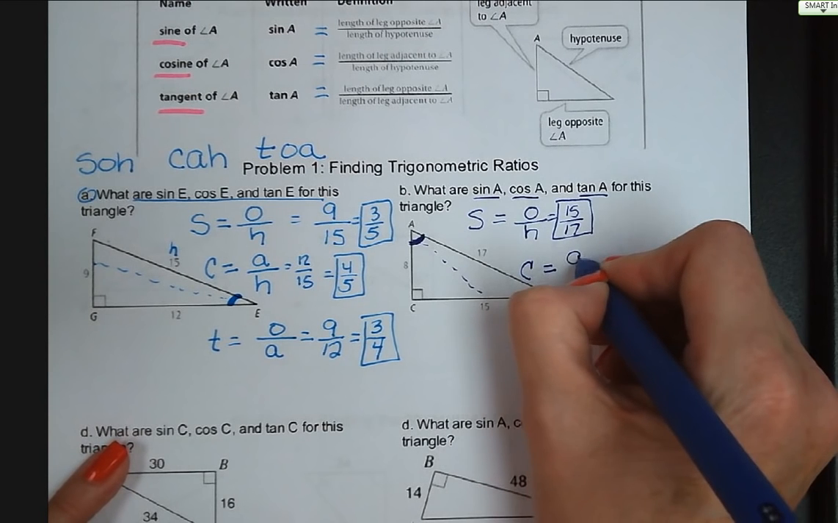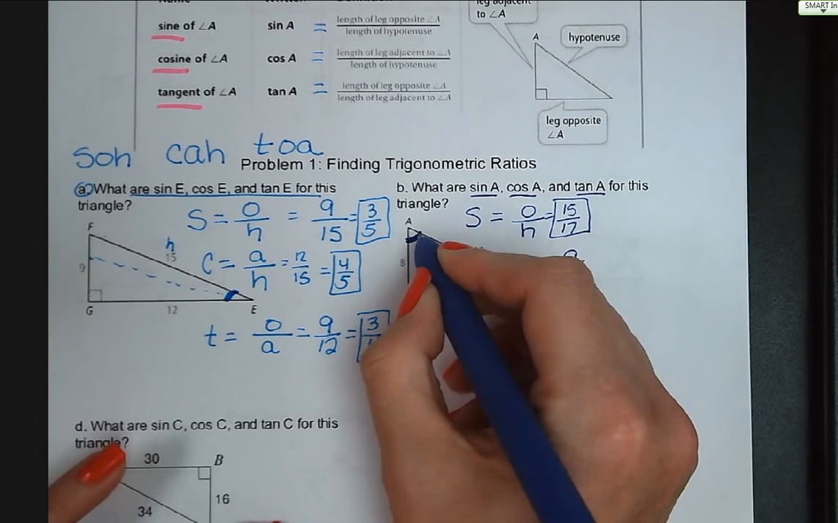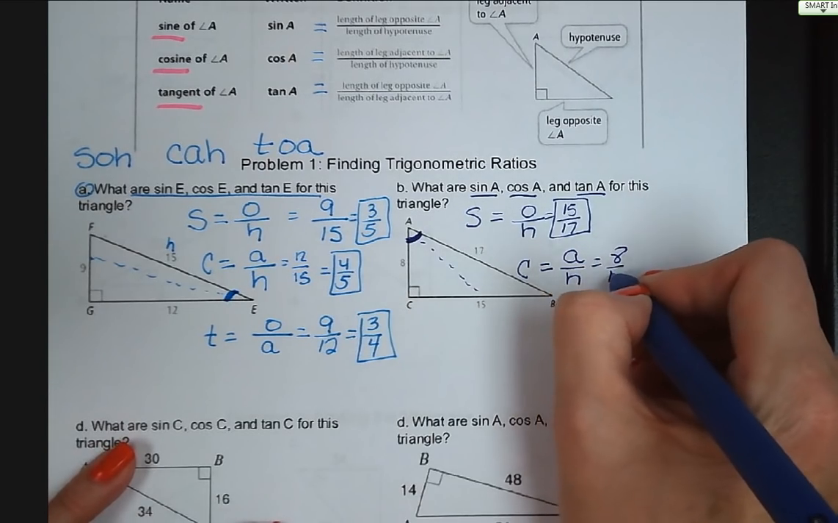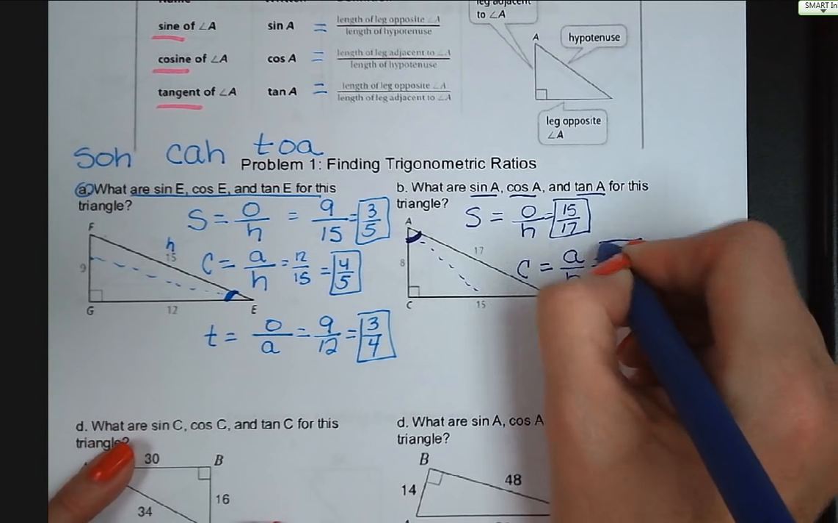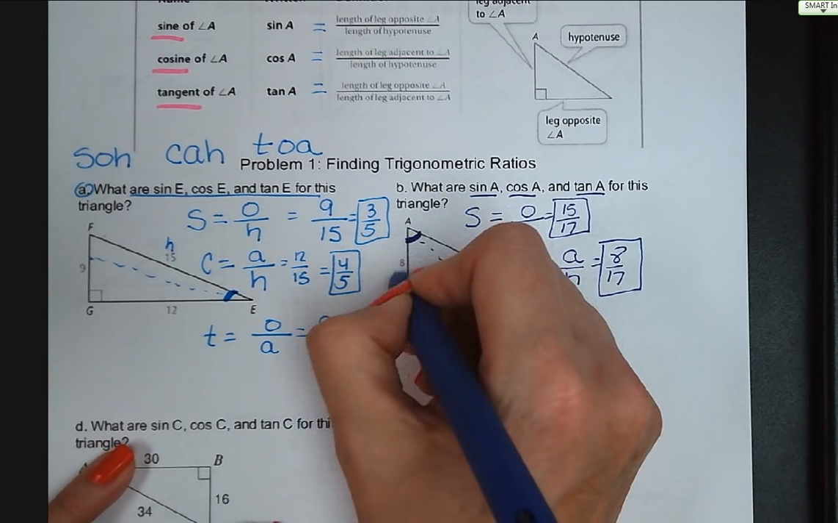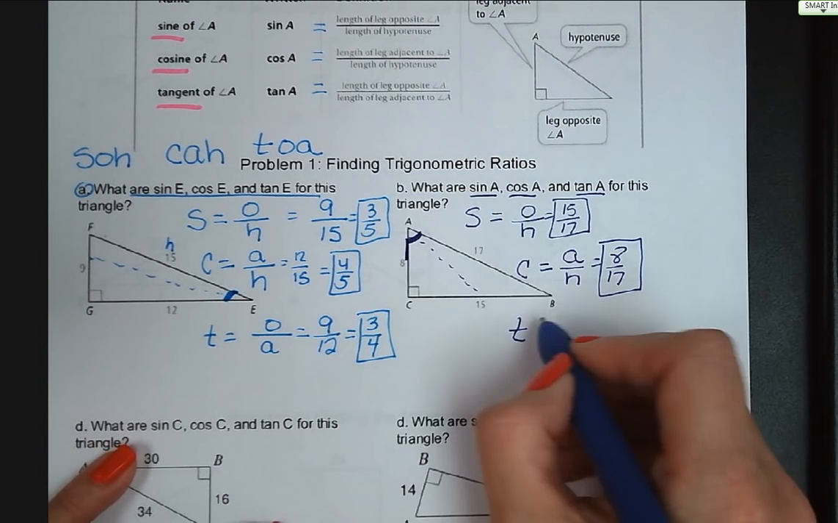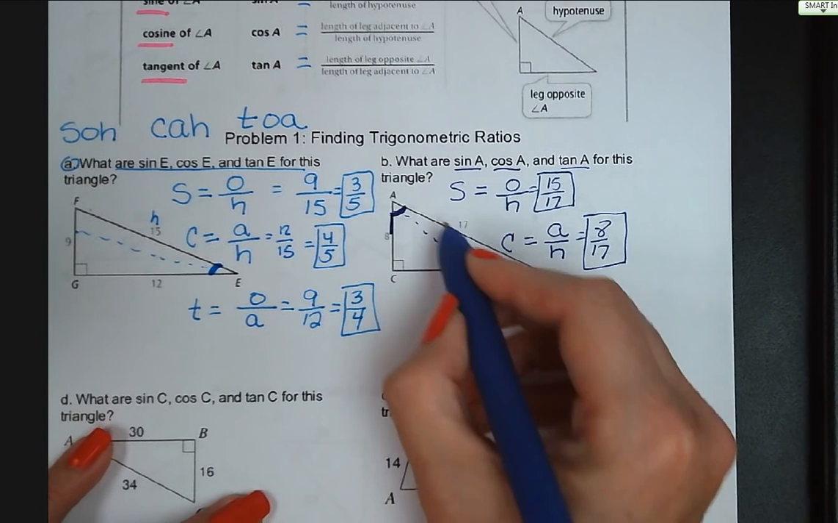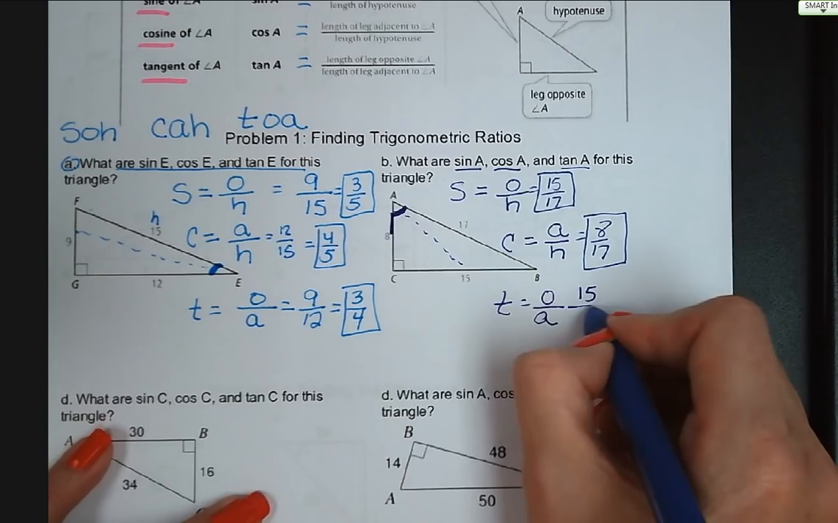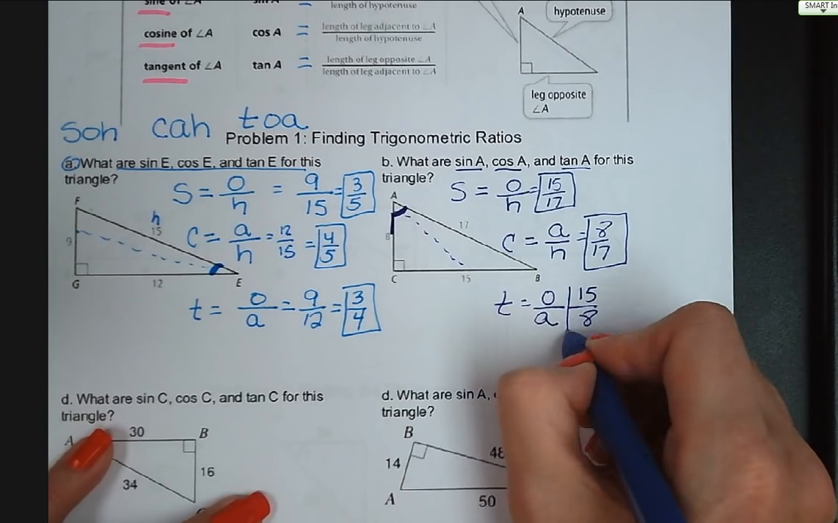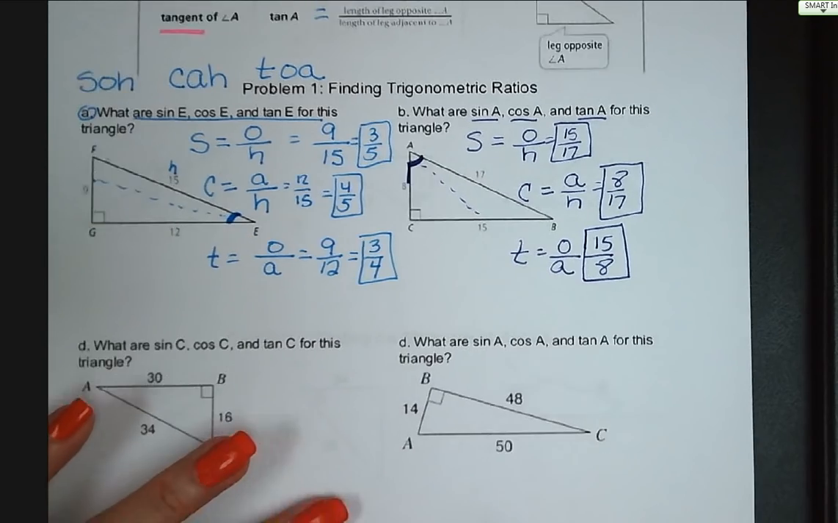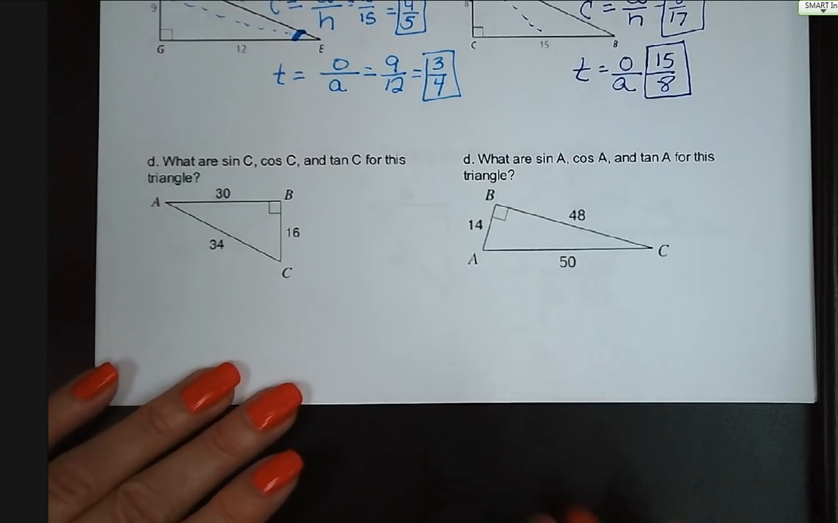Cosine is adjacent over hypotenuse. So 8 over 17. Notice that's the leg attached to the angle. Okay? Tangent is opposite over adjacent. Opposite is 15. Adjacent is 8. 15/8. There is nothing improper about that fraction. Just leave it alone.